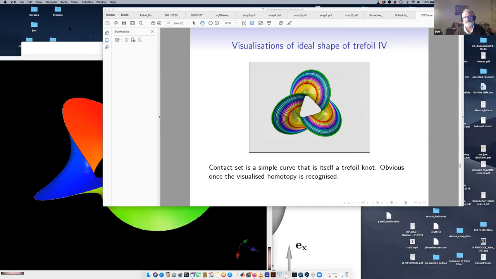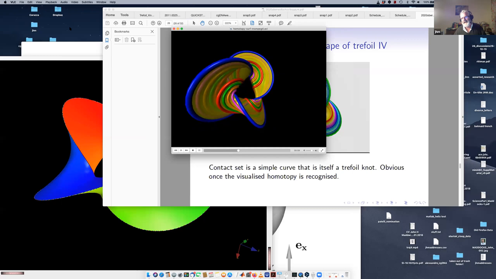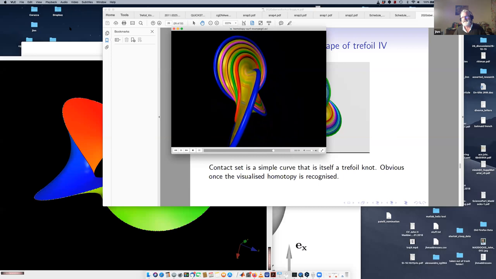So that's that yellow surface. Now this is just an animation of the homotopy. And you just slide these guys along to the end. And that is, quote, the proof. Well, I mean, there's lies, damn lies, statistics, and visualization. But nevertheless, I claim this is a proof that the contact curve is, in fact, another trefoil knot.